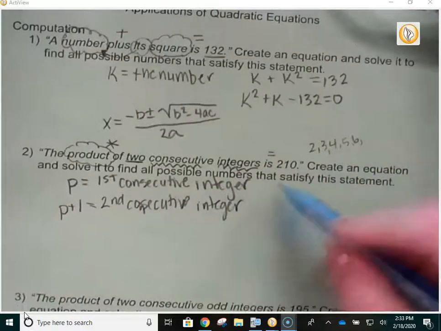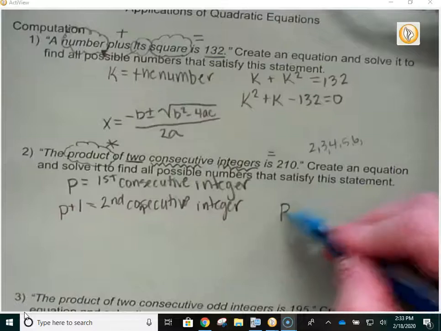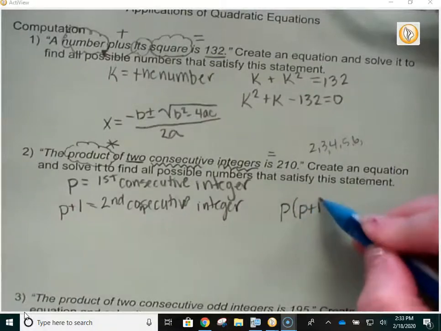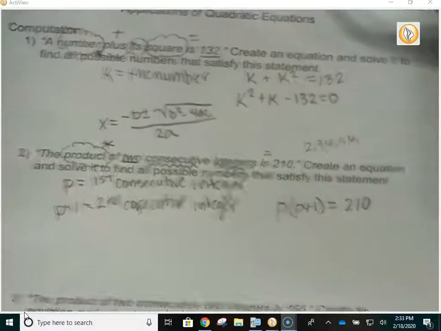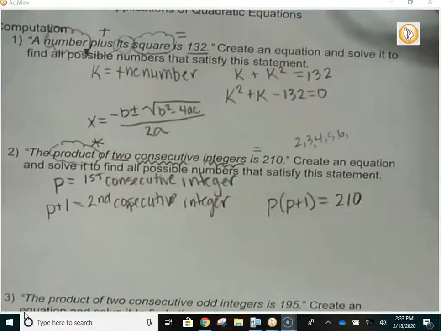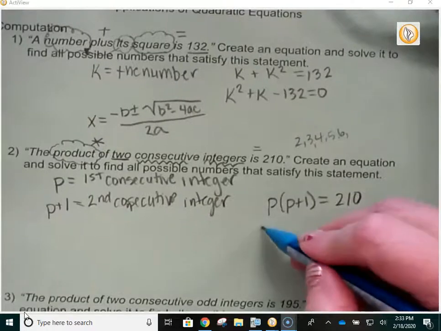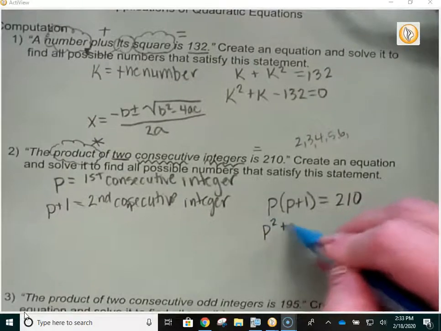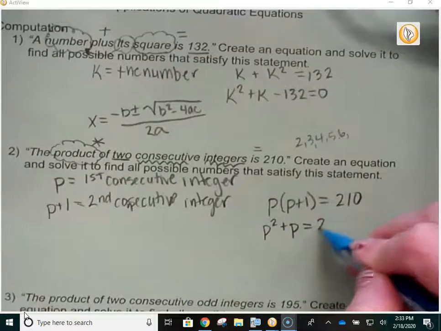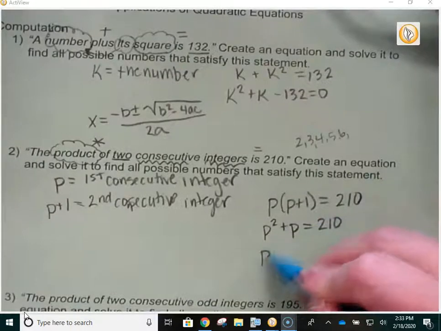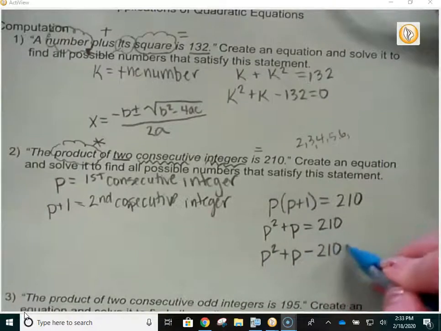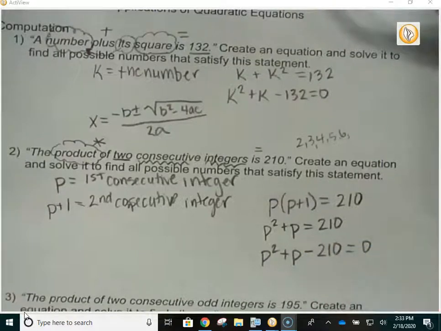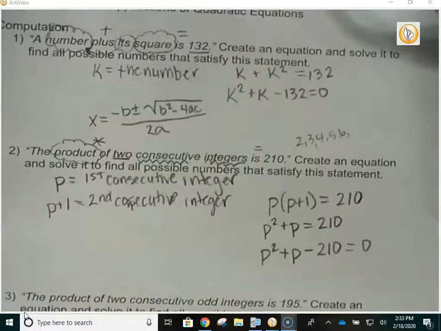So it says the product, so p and p plus 1, is equal to 210. So that's our translation. Now you do the math. Get it equal to 0. And you can either solve by graphing, solve with factoring, or solve by the quadratic formula. It's your choice.